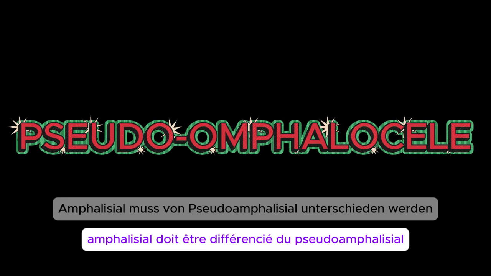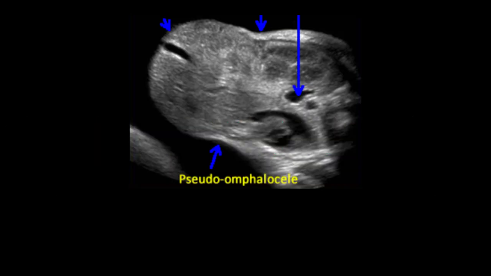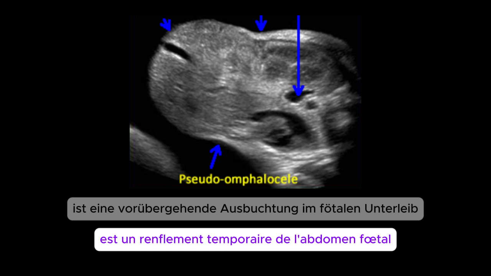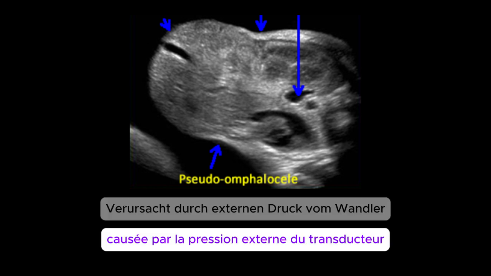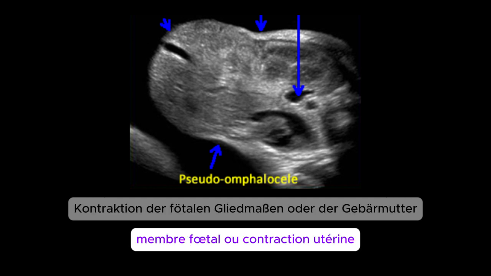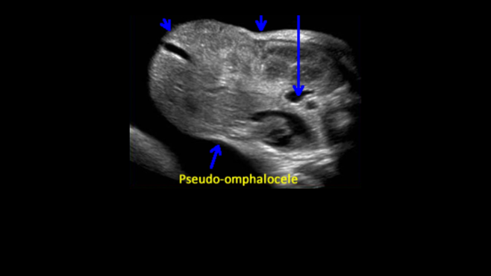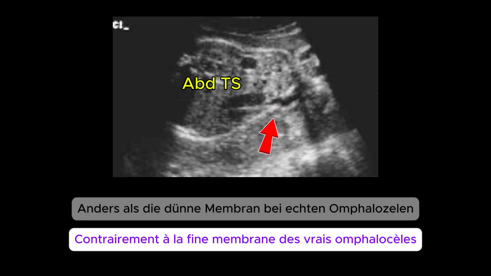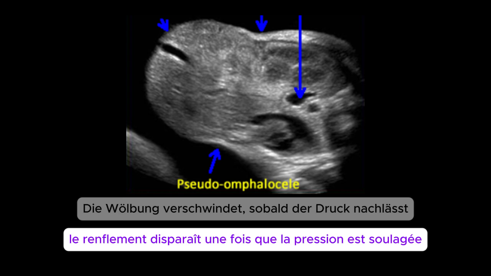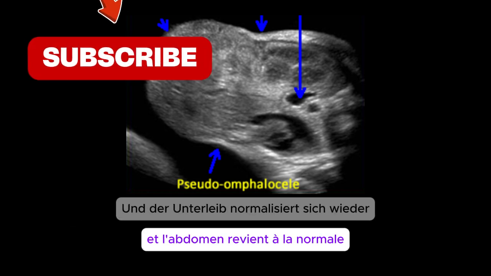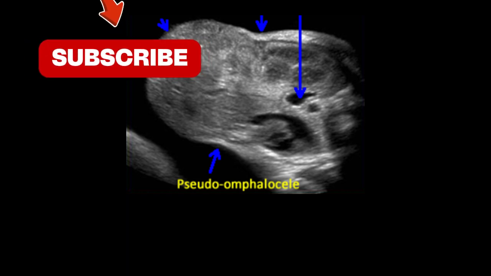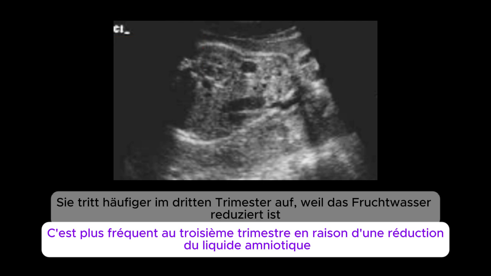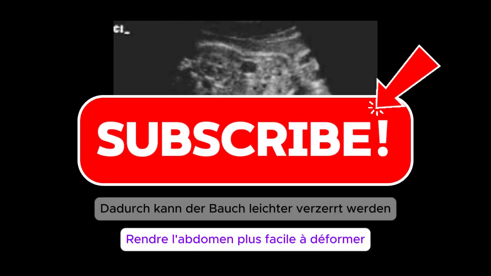Omphalocele needs to be differentiated from pseudo-omphalocele, which is a temporary bulge in the fetal abdomen caused by external pressure from the transducer, fetal limb, or uterine contraction. The bulge is covered by intact full-thickness abdominal wall, unlike the thin membrane in true omphalocele. The bulge disappears once the pressure is relieved and the abdomen returns to normal. It's more common in the third trimester due to reduced amniotic fluid, making the abdomen easier to distort.